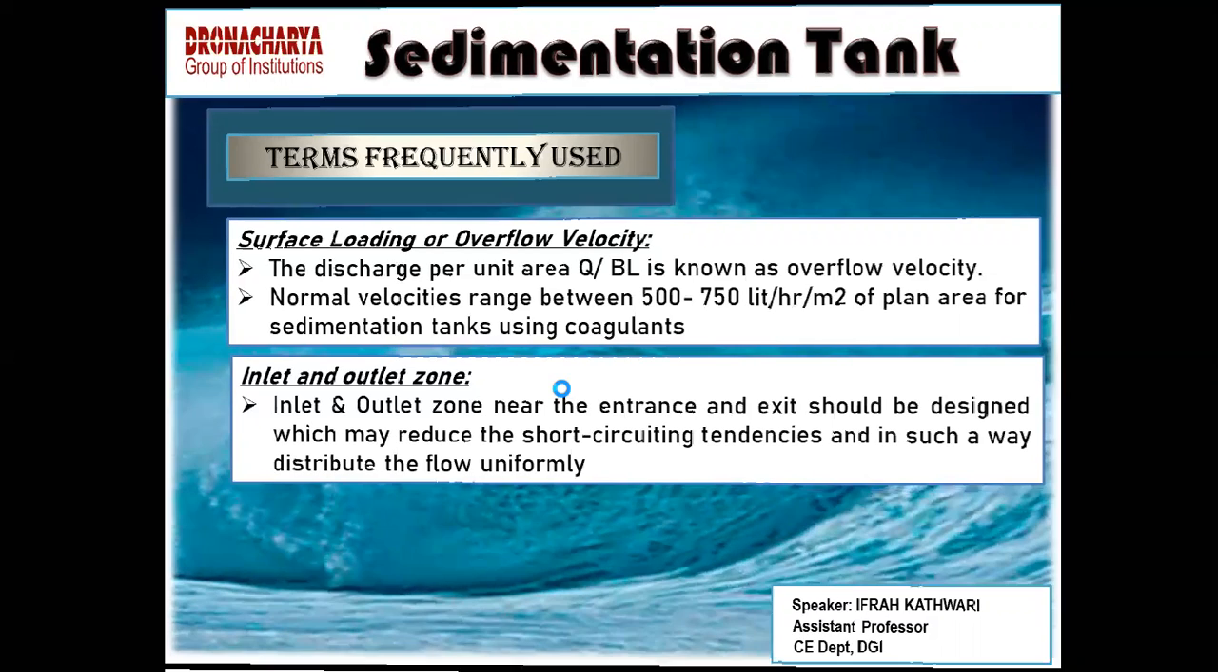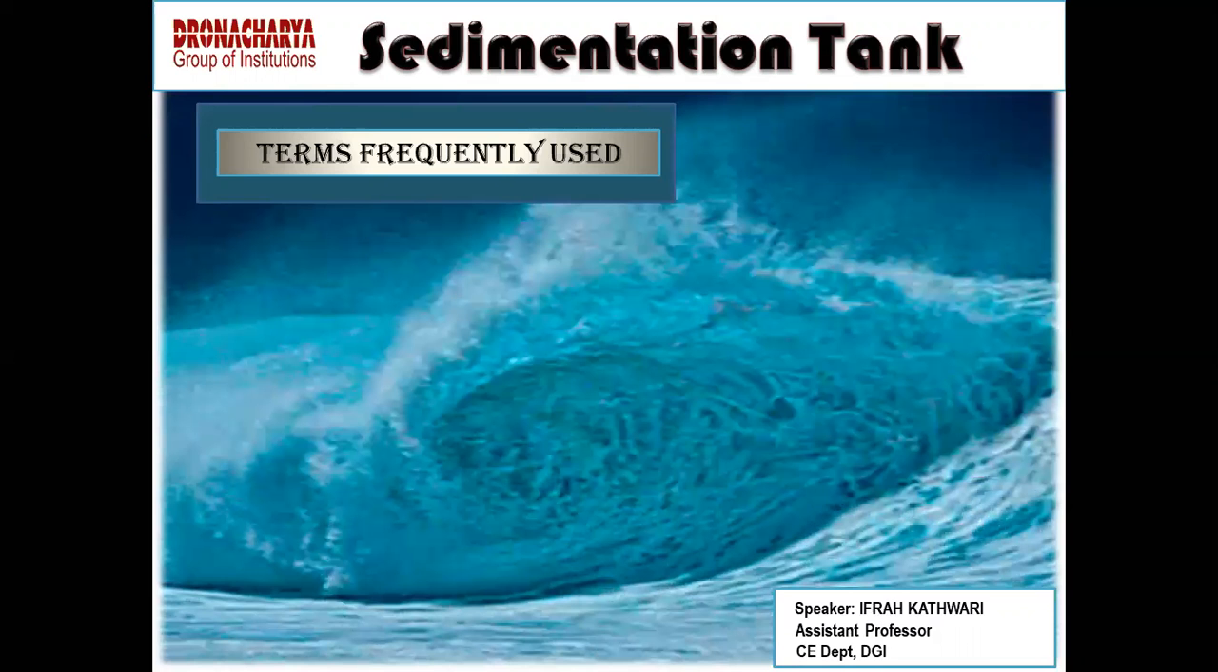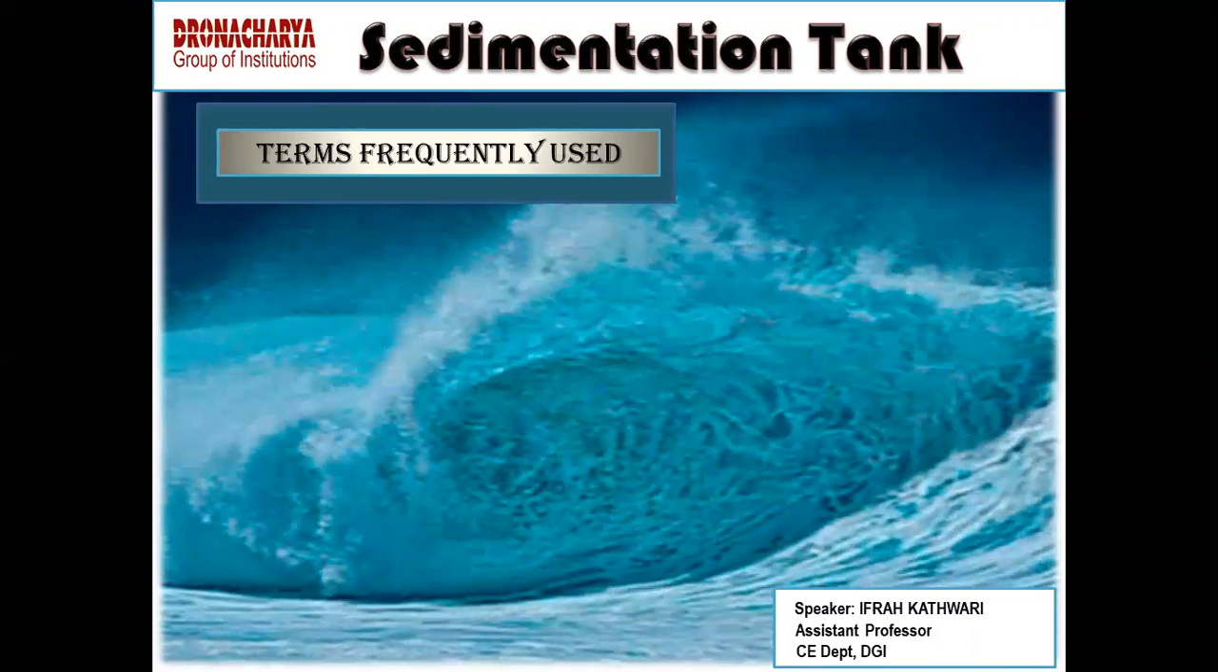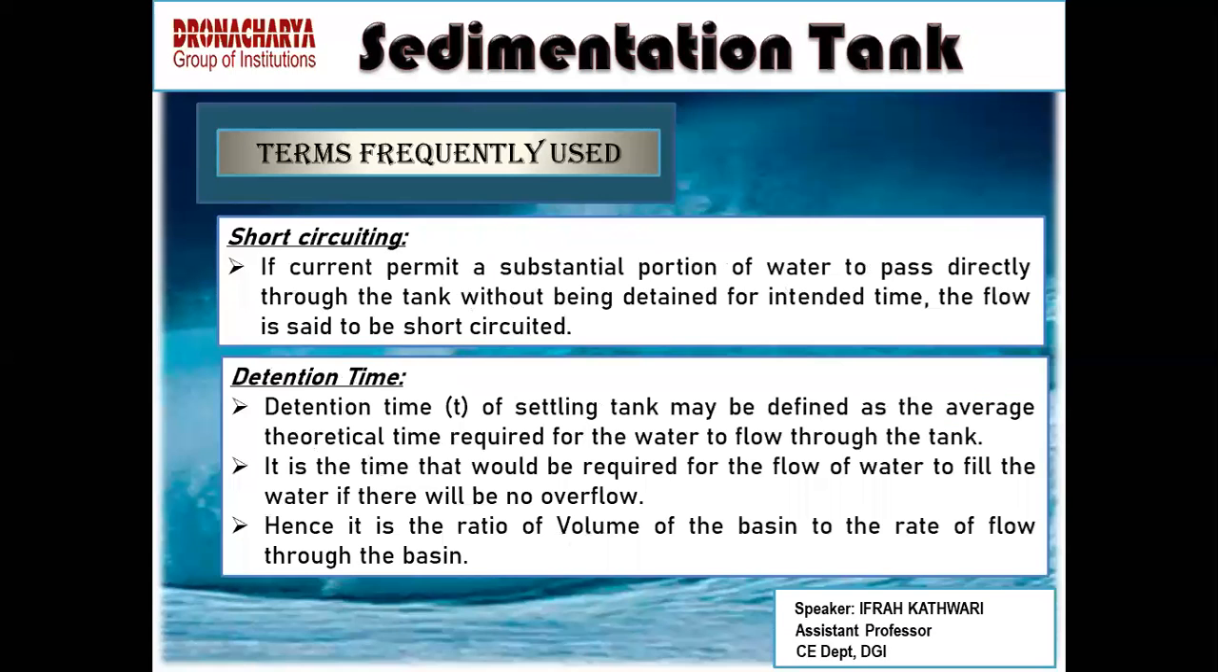Whenever water flows into the sedimentation tank, the flow should be continuous and uniform. It should not stop anywhere. The velocity of water should not be such that it increases at some point and at some point it is getting decreased. In that sense, there will be a kind of fluctuation in the flow, which will cause a lot of problems. If there is any discontinuity in the flow of water, short circuiting will take place.